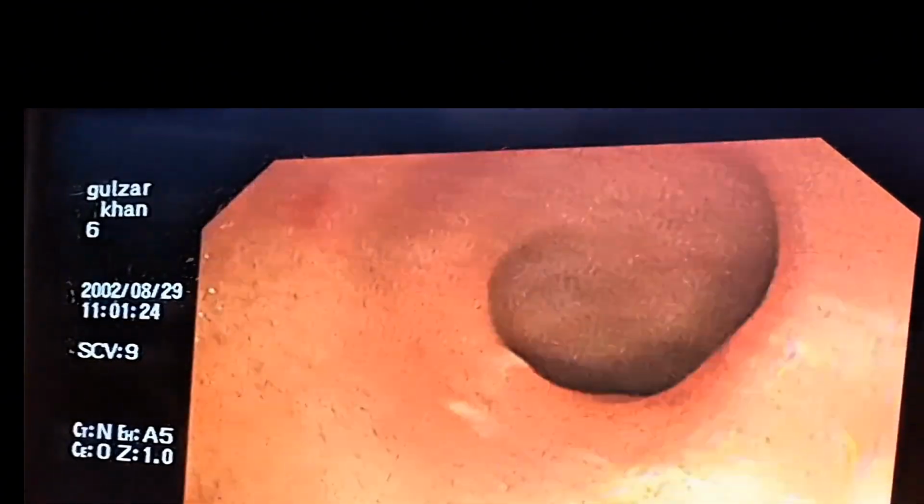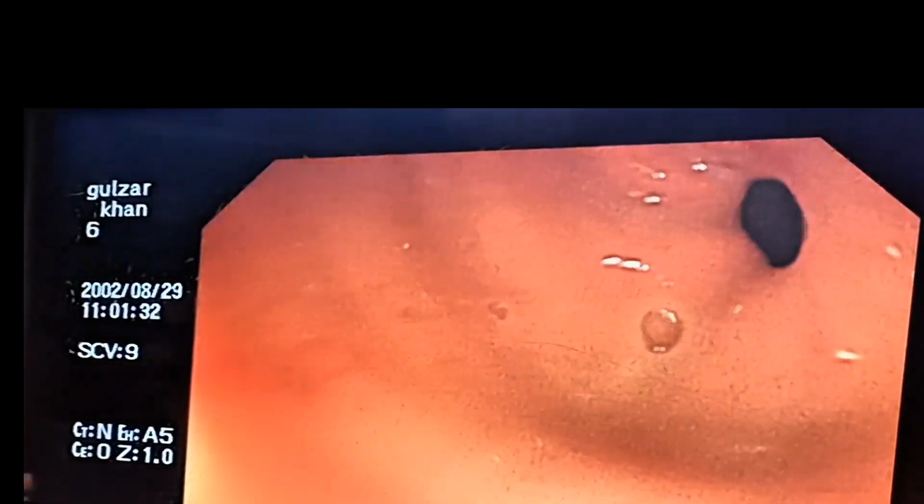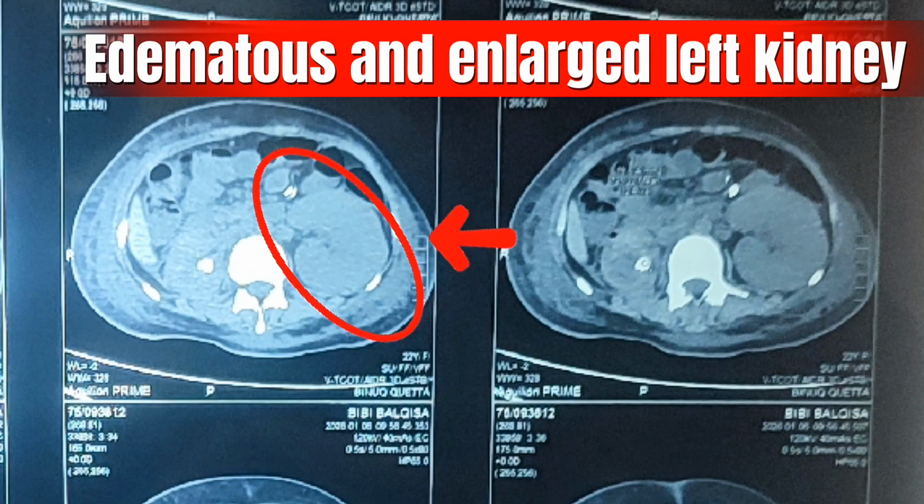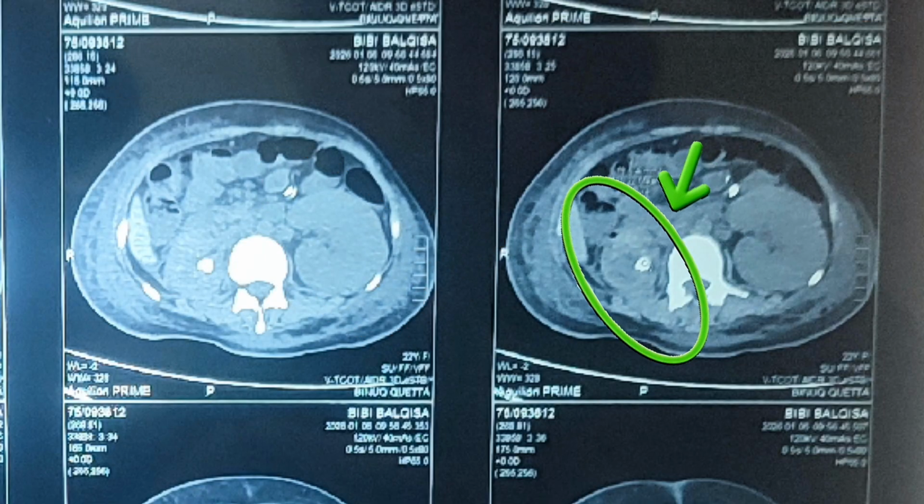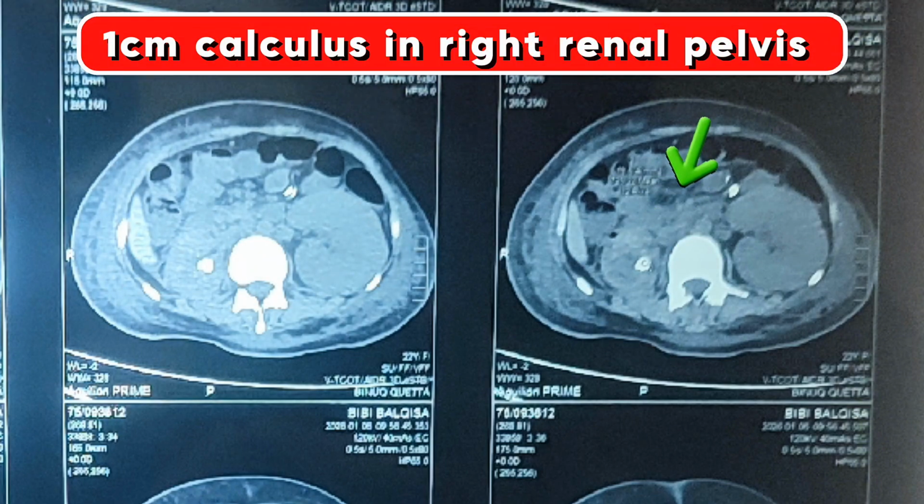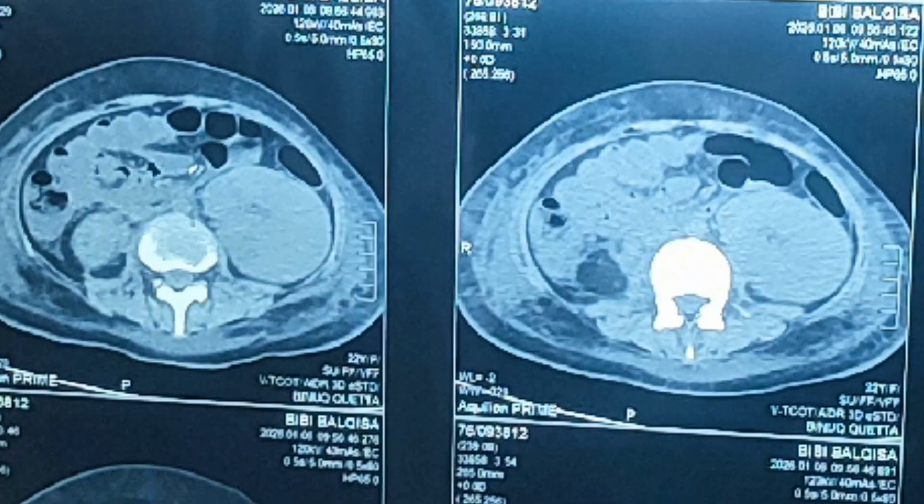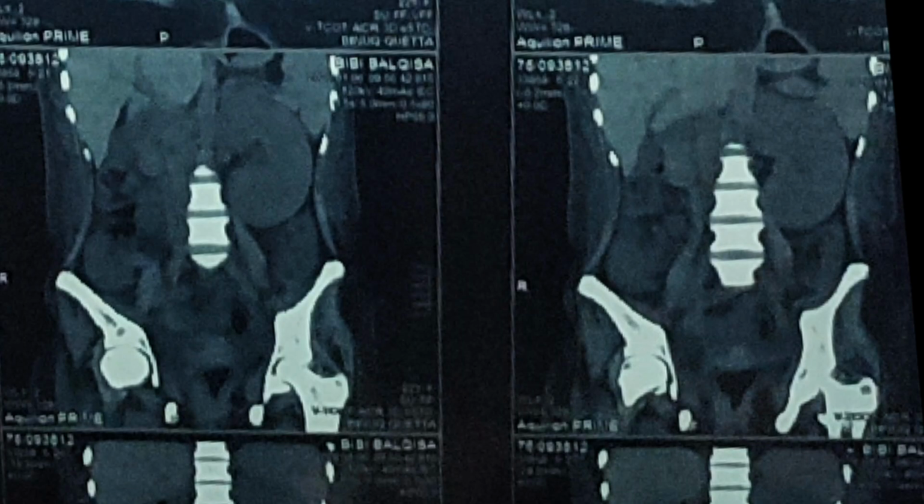You can also see some ectasias, dilated vessels over there, and you can also appreciate these refluxing back into the stomach. You can see an edematous enlarged left kidney and the stone in the right kidney causing mild hydronephrosis, and you can see the hypoechoic fluid collection in the right kidney.